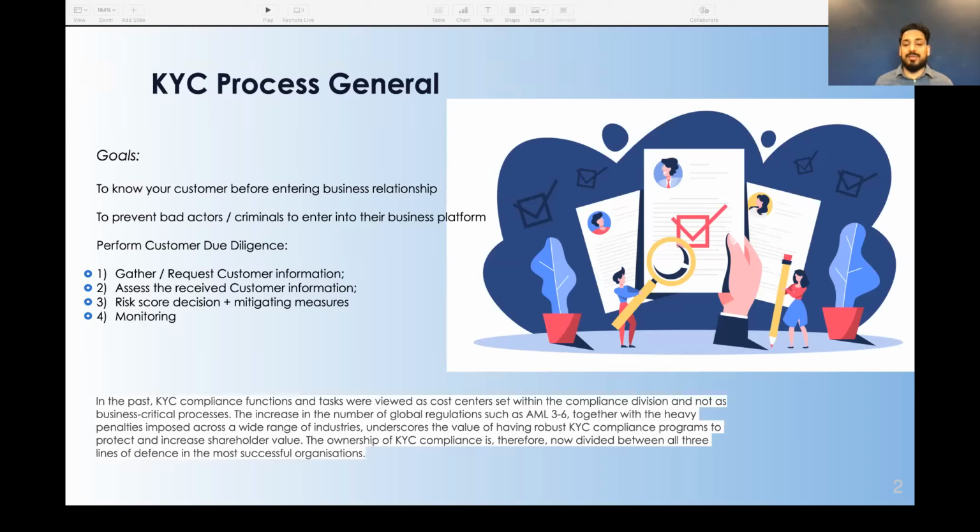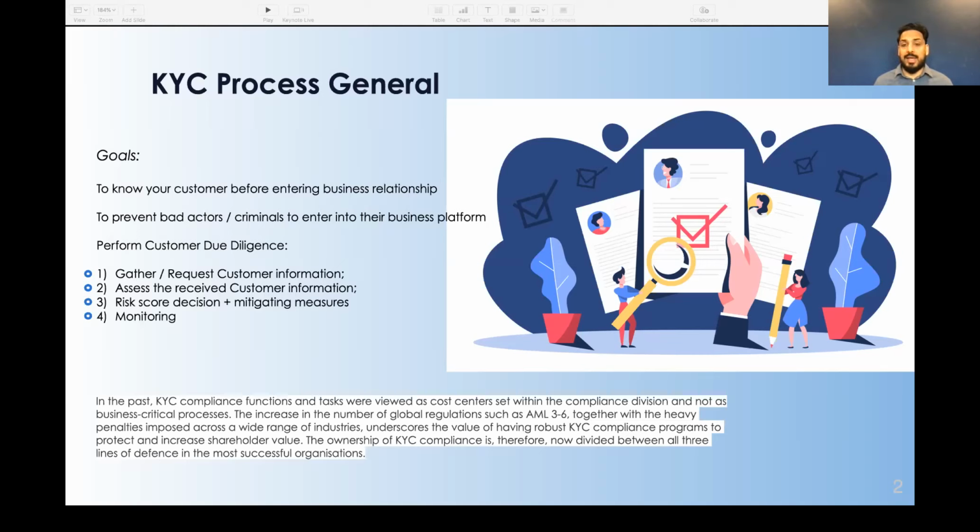When you receive the information, you have to assess it. You have to see whether you can verify the information, and whether you see any risks attached to it. Those risks are based on a couple of factors.